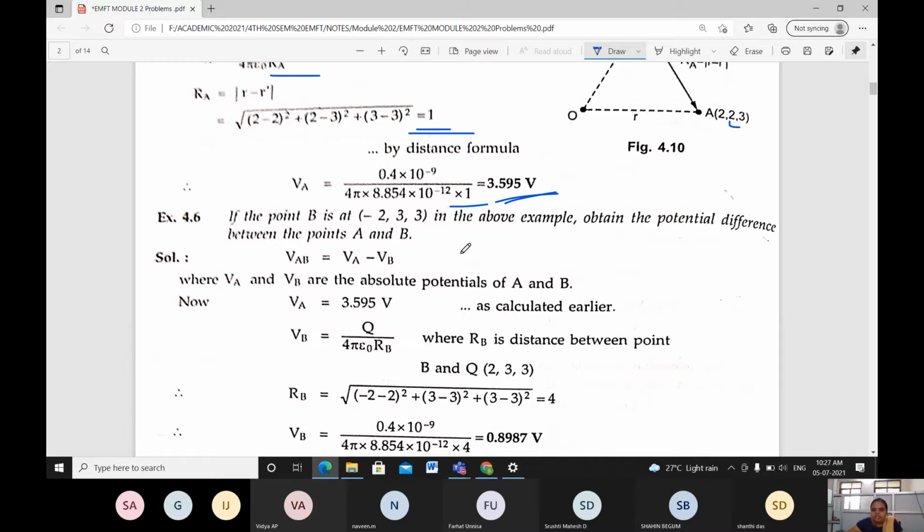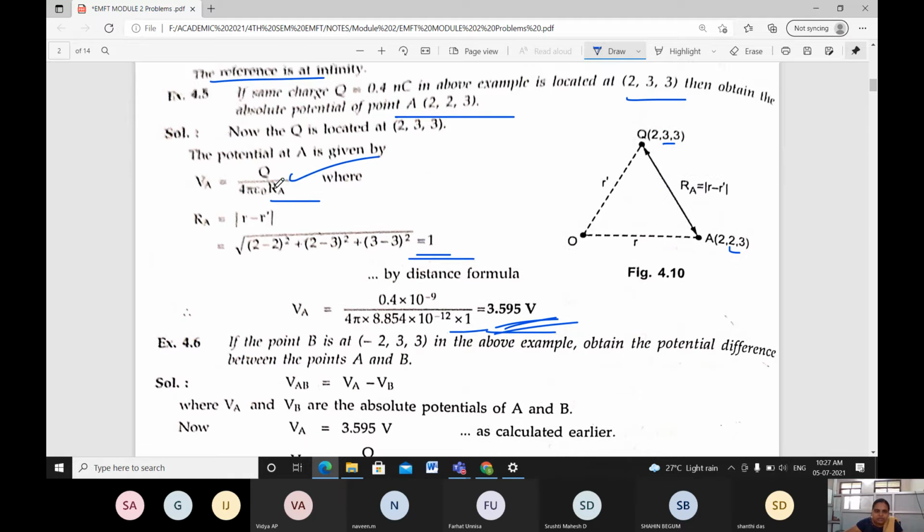If I want the potential difference of 2 points, we already know that VAB is going to be equal to VA minus VB. Then VA, VB are the absolute potentials of A and B, where VA we already calculated in the previous case, that's 3.595 we got. Then we want RB, so the equation is going to be the same, but instead of RA here it is going to change as RB.